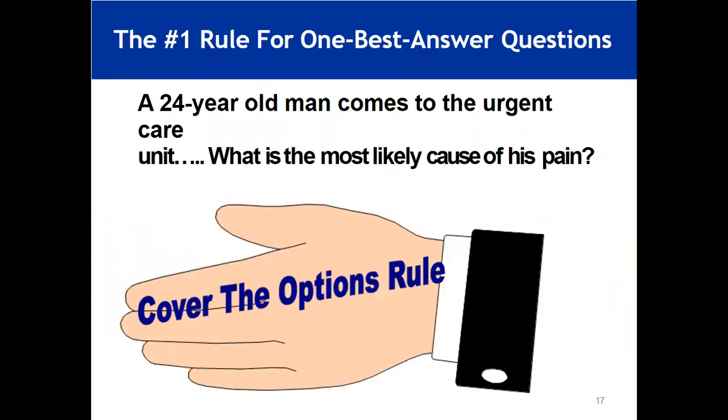So after selecting the specialty, the theme, and the sub-theme, the first rule is known as the cover the option rule. What does it mean? The cover the option rule means that the question stem, after writing the MCQ, should be like that: if there are no options, still the person should be able to answer that question.